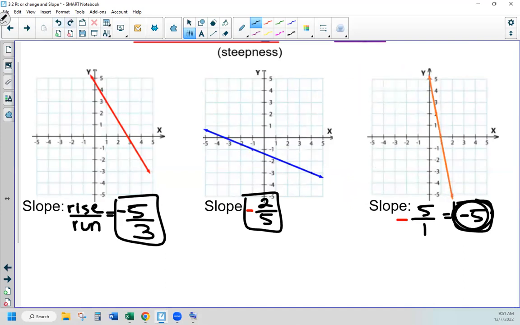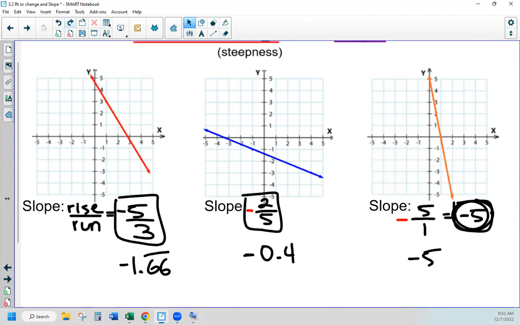So I'm going to do the same thing that I did before, which is compare these numbers. 5 divided by 3 gives me -1.66 repeated. 2 divided by 5, 2/5 is 0.4, so -0.4. And then just -5 is just -5. And then you can compare these numbers to see which number is bigger, which number is smaller.